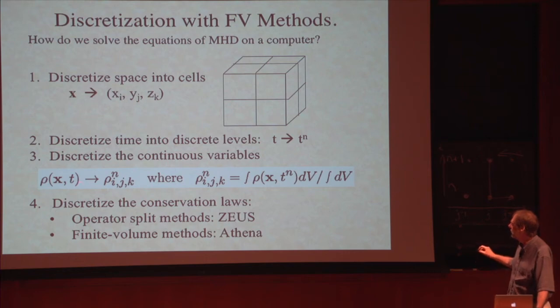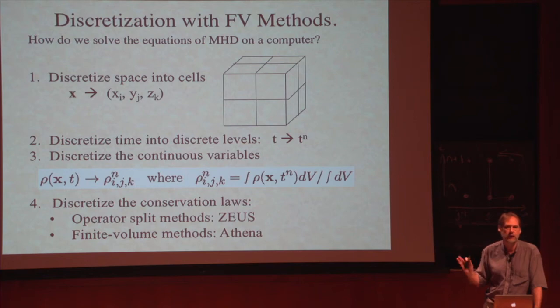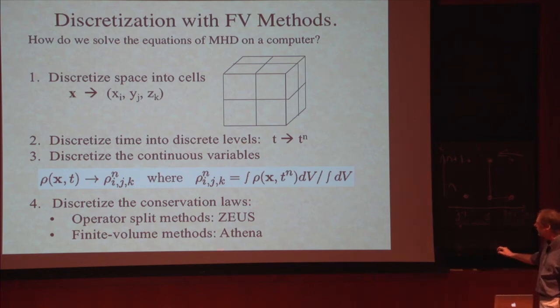Finite differencing is a point-wise sampling. Finite volumes are the volume average. You get a very different set of discrete equations depending on whether you're doing finite differencing or finite volume. So we're doing finite volume, so this is Athena.